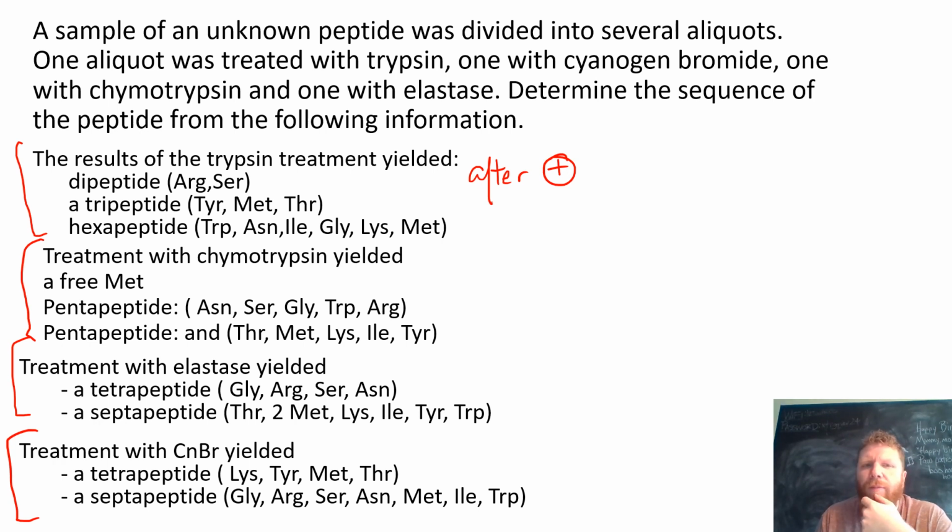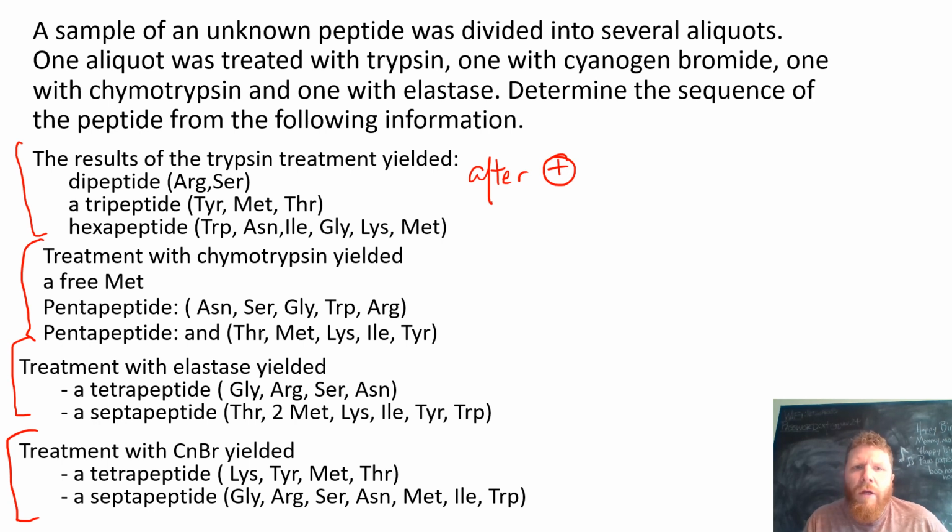Now, when you see something in parentheses like this, this shows you that the exact sequence is not known. However, it is known that this dipeptide consists of arginine and serine. This tripeptide consists of tyrosine, methionine, and threonine. And then finally, our hexapeptide consists of those amino acids, in an order we don't necessarily know. However, we can deduce some things about this.